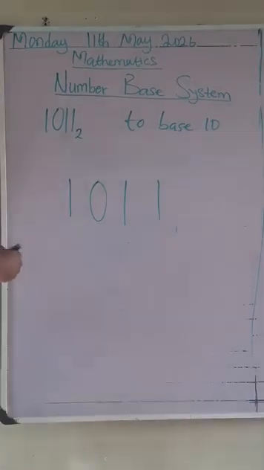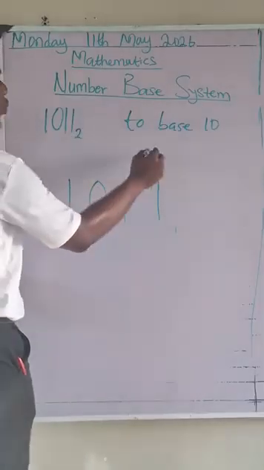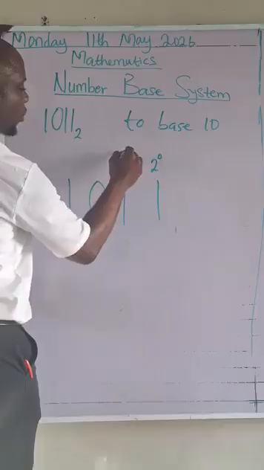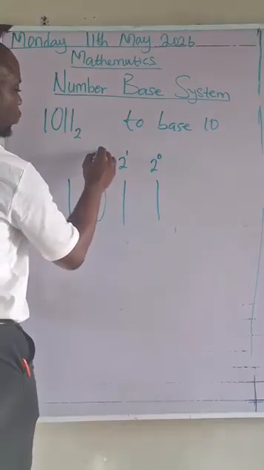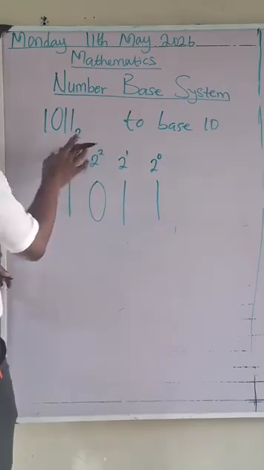Now in this instance, what do you do? You take 2, because you're counting in base 2. 2 raised to the power what? 0. 2 raised to the power what? 1. 2 raised to the power what? 2. 2 raised to the power what? 3. So you see this one is off, this one is on.